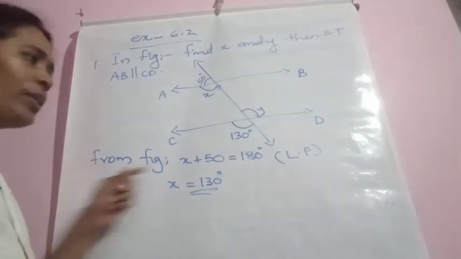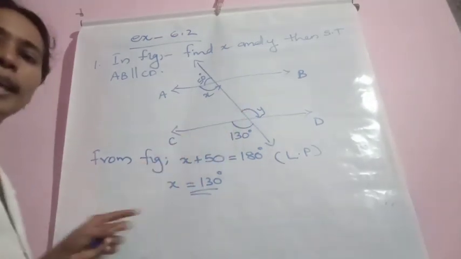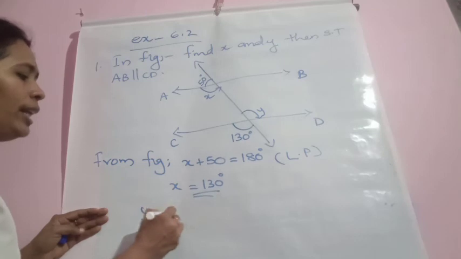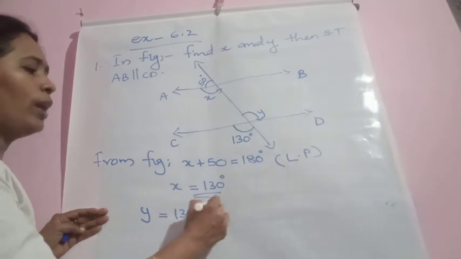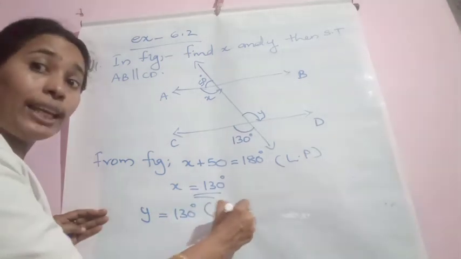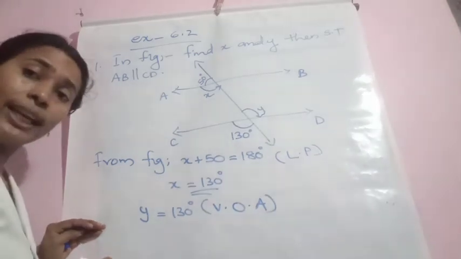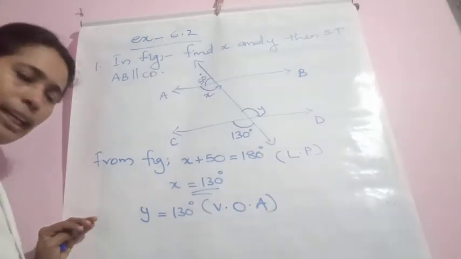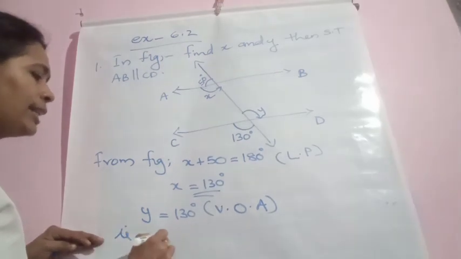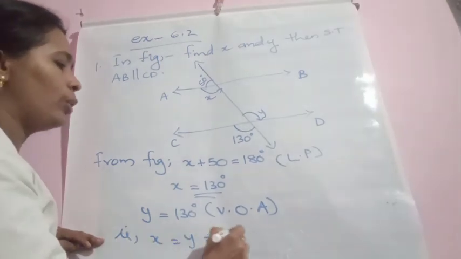Similarly, look here. Which type of angles are these two, y and 130? Very clearly we can write y equal to 130. Reason is vertically opposite angles. Is it clear? That is x equal to y equal to 130 degrees.